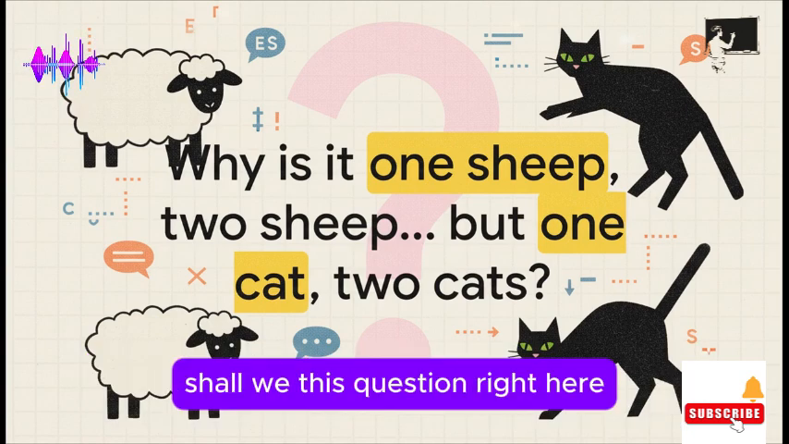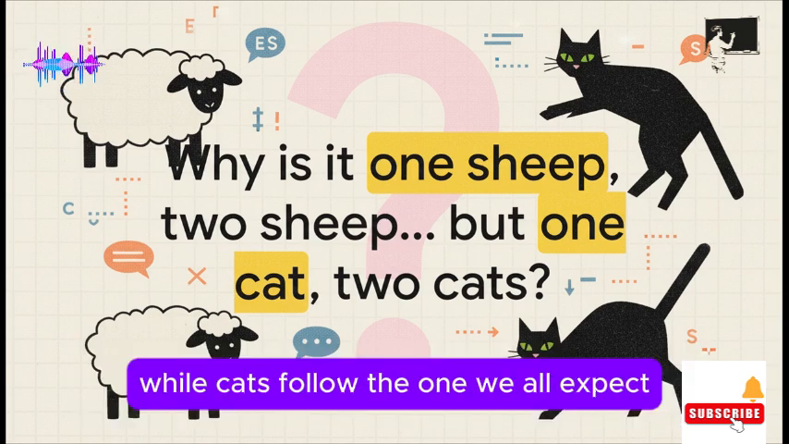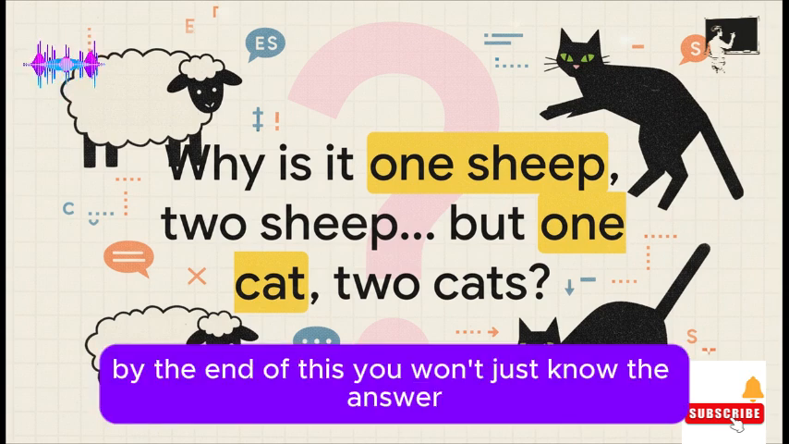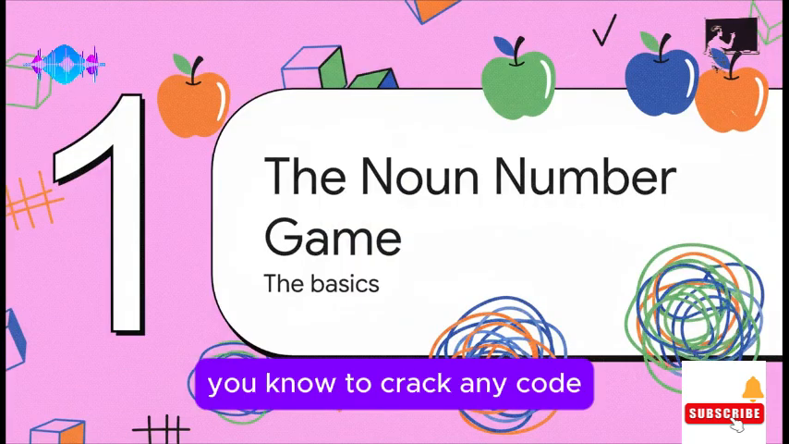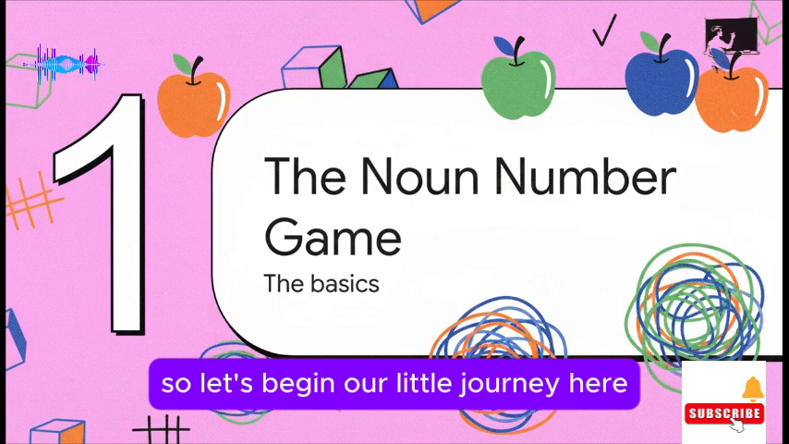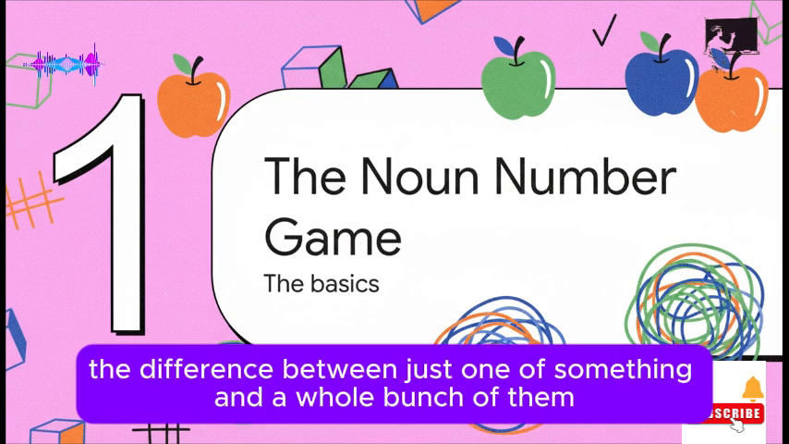This question right here. Why do sheep get to play by their own set of rules, while cats follow the one we all expect? It seems totally random, right? Well, I promise you, by the end of this, you won't just know the answer, you'll actually see the hidden logic behind it all. You know, to crack any code, you have to start with the fundamentals. So let's begin our little journey here with a concept we all think we know like the back of our hand. The difference between just one of something and a whole bunch of them.